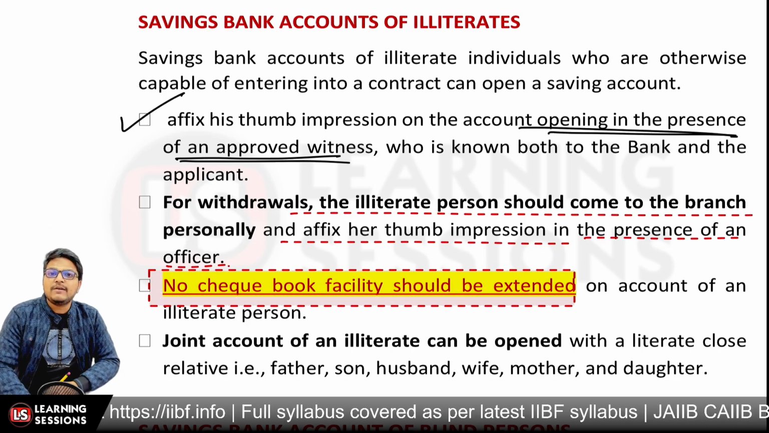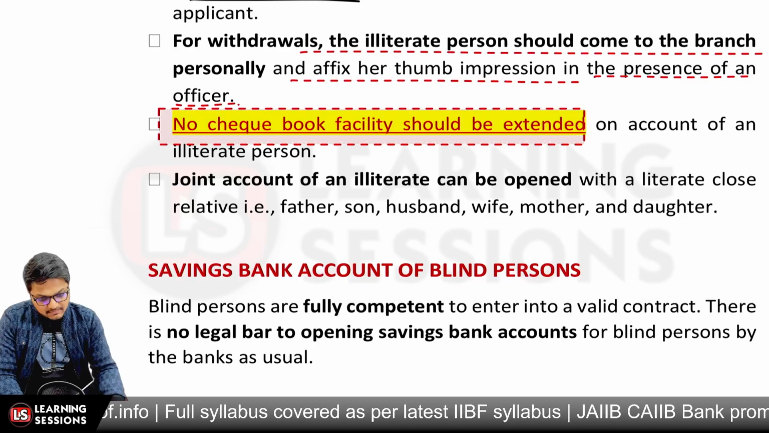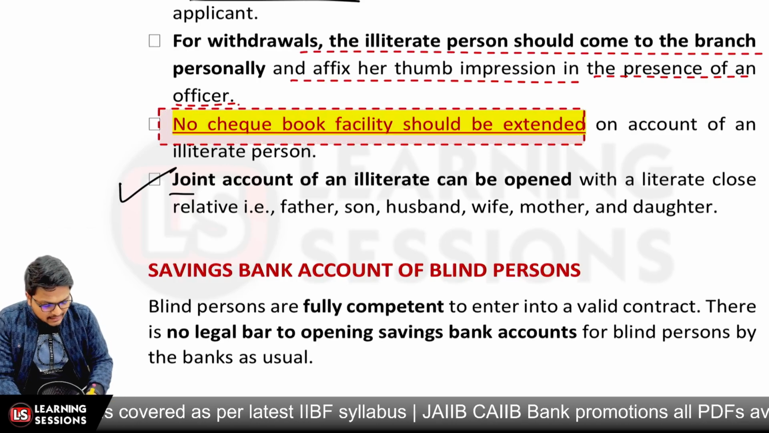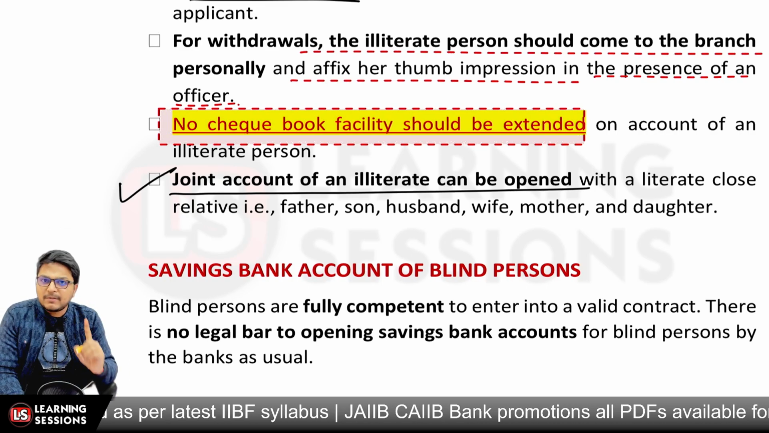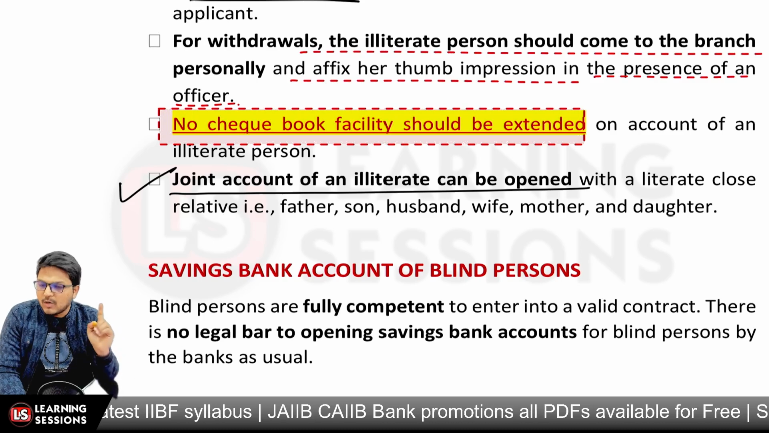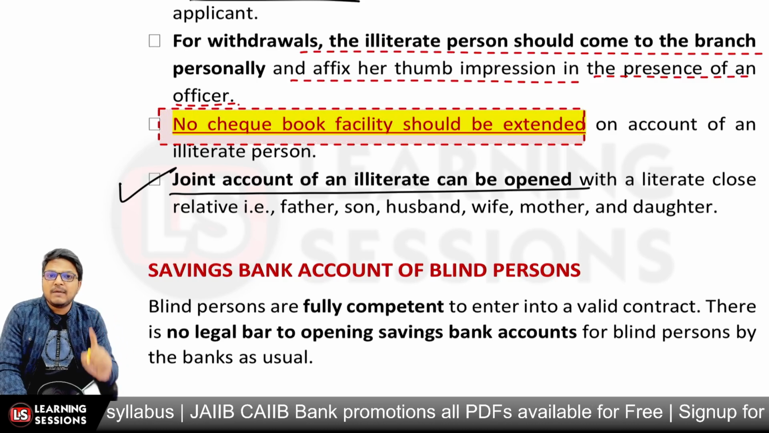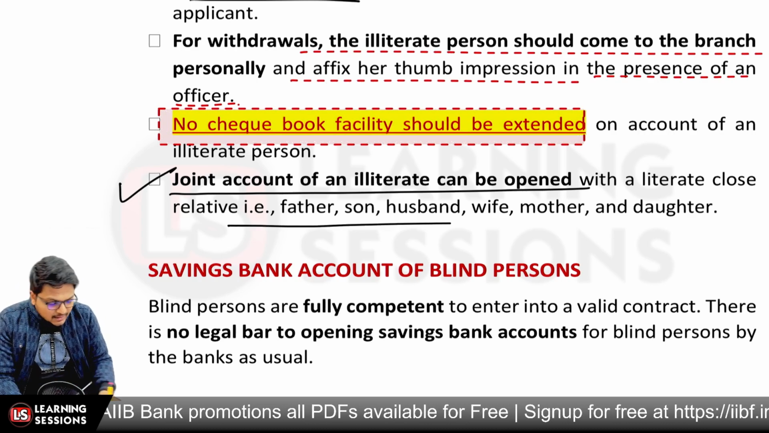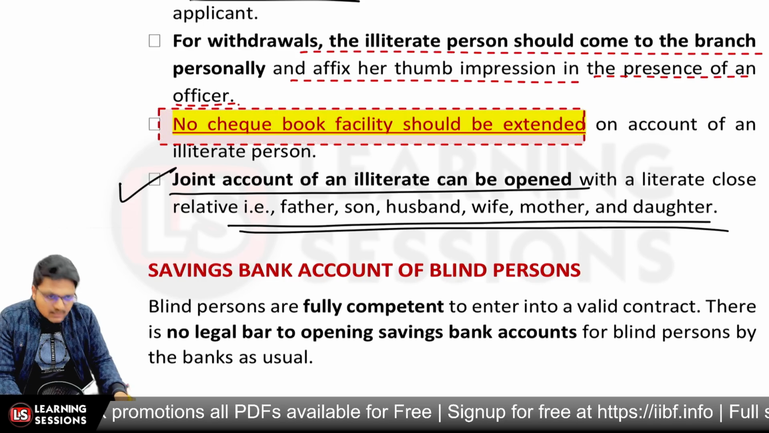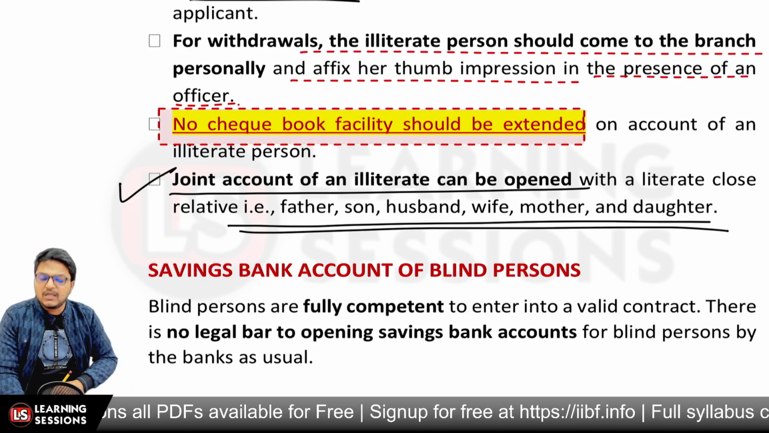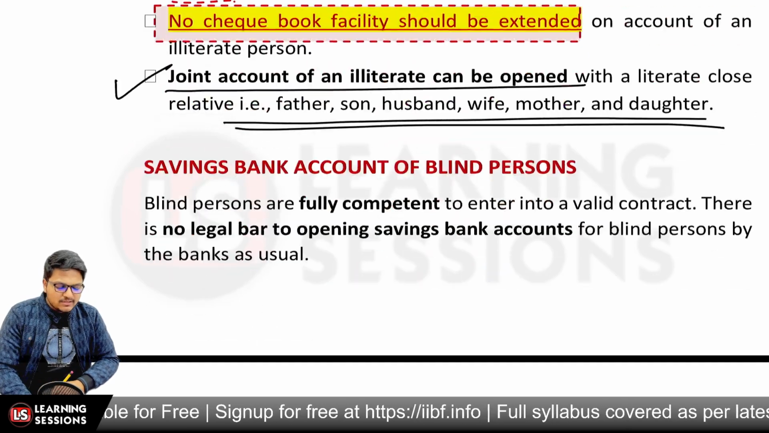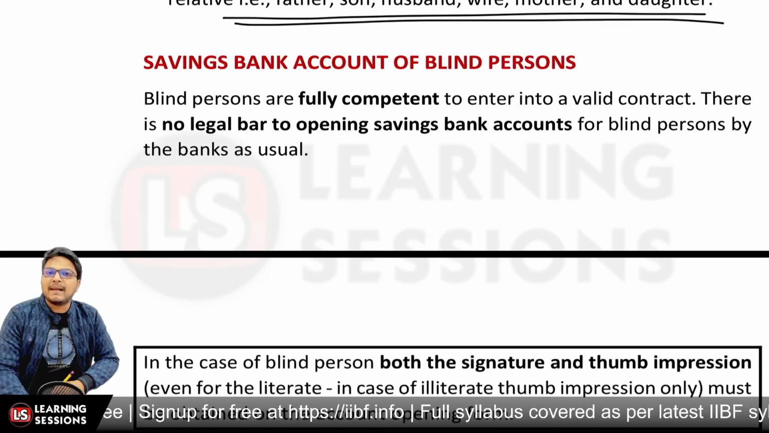And a joint account of an illiterate person can be opened. Kindly mark it down. The joint account can be opened in the case of an illiterate person with a literate person who is a close relative. We are talking about father, son, husband, wife, mother, daughter, etc., right? So with them, the joint account can be opened, but not with unknown parties, with close relatives only. The illiterate person can open a joint account, right?